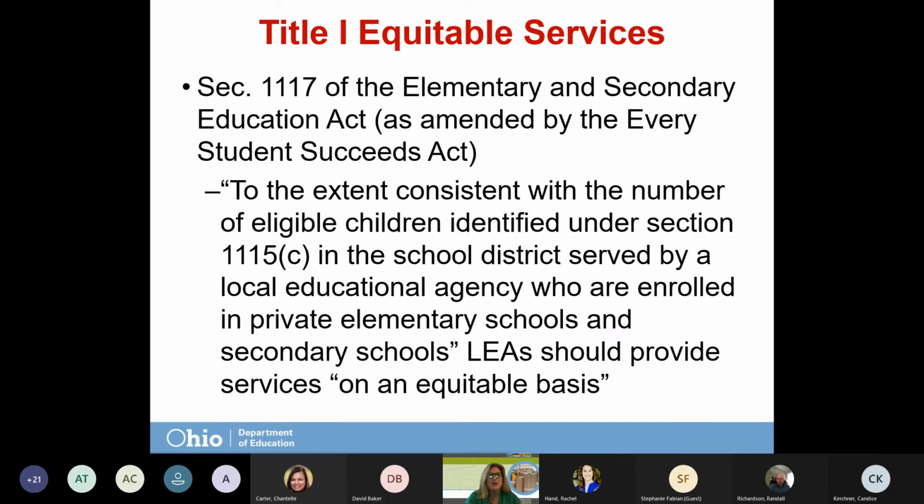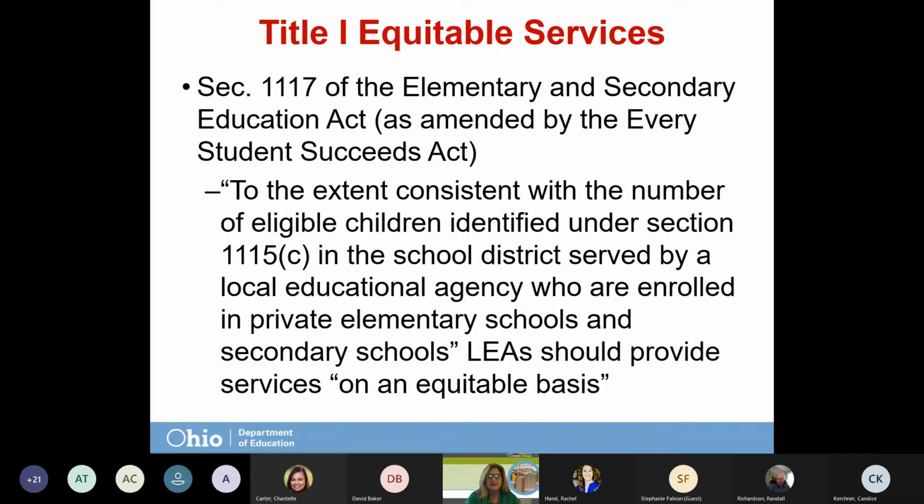Often we get the question, why do public districts have to provide services at non-public schools? Section 1117 of the Every Student Succeeds Act requires services to non-public schools on an equitable basis. So what does that mean, on an equitable basis? The services provided to non-public students should be equitable to those available to public school students.